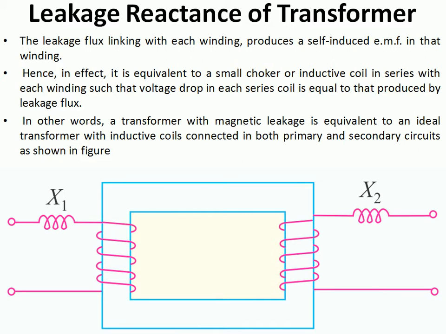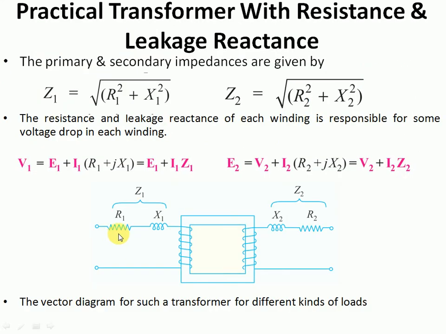Unlike an ideal transformer, an actual transformer will have both this winding resistance and leakage reactance. Therefore, the practical transformer can be indicated like this. In the primary side, there exist both the winding resistance and the leakage reactance. Similarly, in the secondary side also there exist both the winding resistance and leakage reactance. Primary side impedance is indicated as Z1 and the secondary side impedance is indicated as Z2.